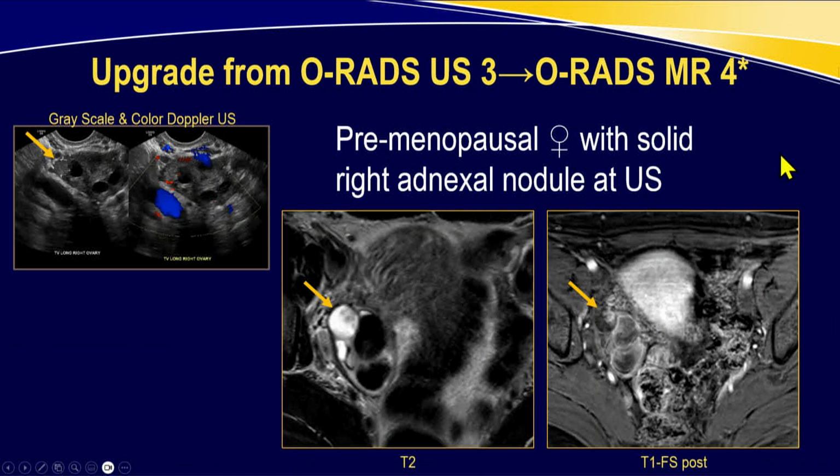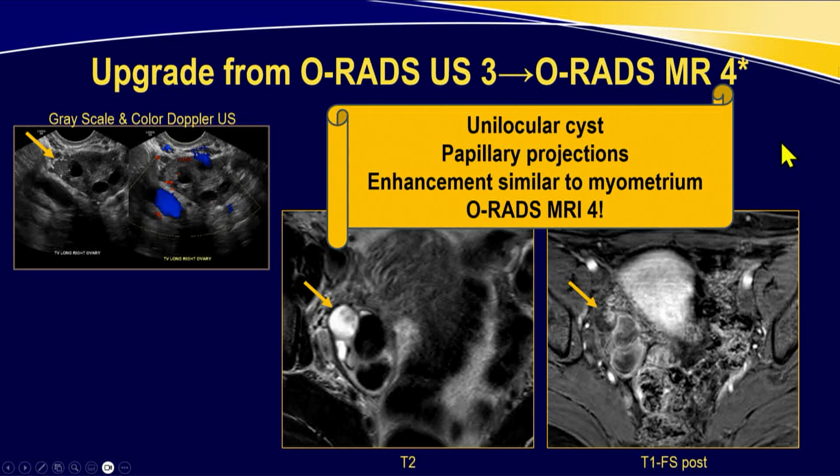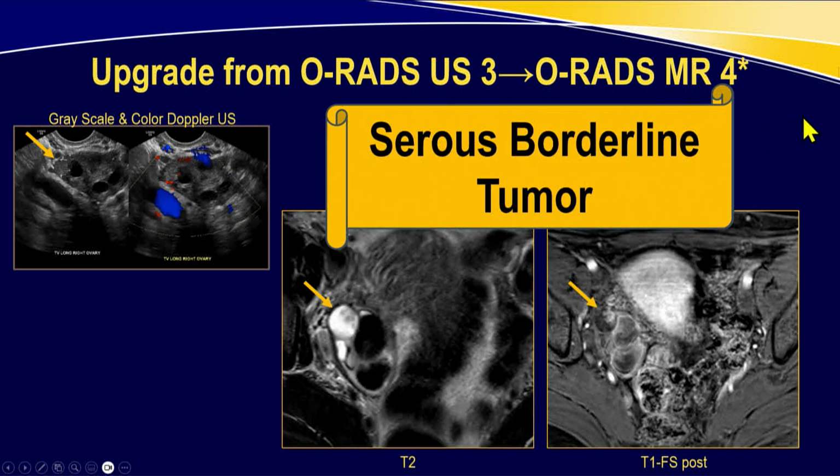Now, you can also upgrade. This was one that was an ultrasound 3 on O-RADS, and then went on to O-RADS MR 4. It was a premenopausal woman with a solid right adnexal nodule at ultrasound. And on MR, if you look closely, you can see that, yeah, there's high signal in this cystic lesion, but it looks like there's a papillary projection, and this papillary projection was enhancing. This had enhancement similar to the myometrium using pre- and post-contrast imaging, making it an O-RADS MRI 4, 50% chance of malignancy, and this turned out to be a serous borderline tumor. To reinforce what Sheila said, when you see papillary projections, that's most often seen in borderline tumors.